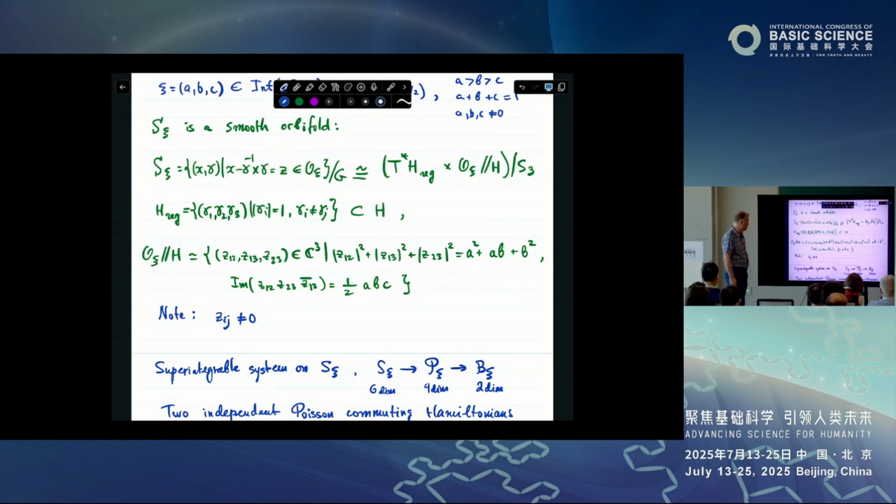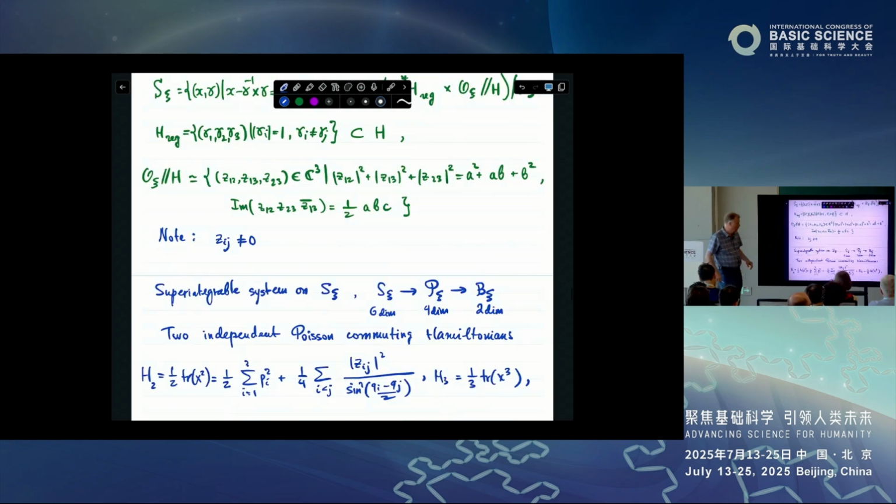So that's the regular Cartan. That's the Hamiltonian reduction of the coadjoint orbit with respect to the action of the Cartan. And you can see that it's a kind of sphere intersecting with some kind of funny condition. But this funny condition is very important. It tells us that Zij cannot be 0 because neither A, nor B, nor C are 0. So it means that Zij is not 0.